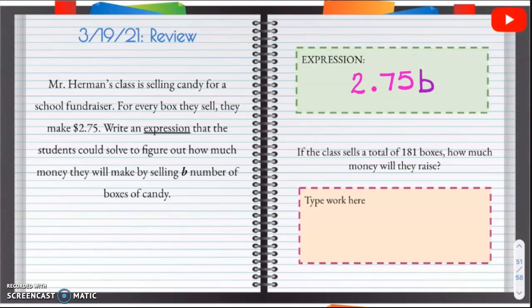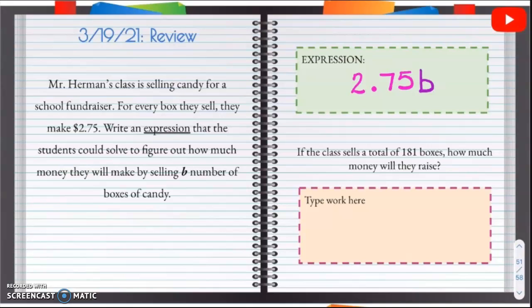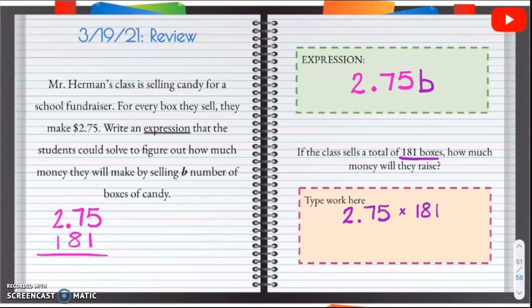Now, if they sell a total of 181 boxes, how much money will they raise? So instead of B, the boxes are going to be 181. So we're going to have $2.75 times 181 boxes. So let's multiply. $2.75. Remember, we do not have to line up our decimals. Multiply by 181.